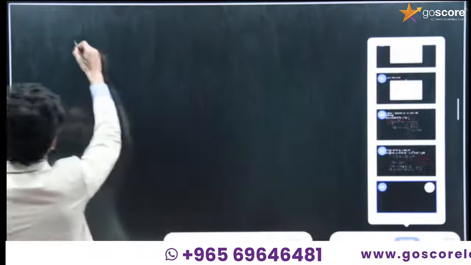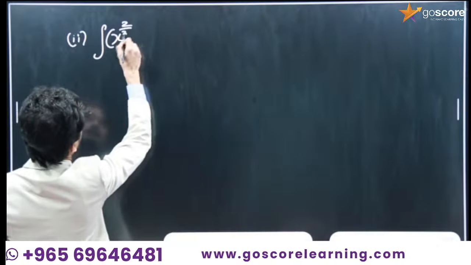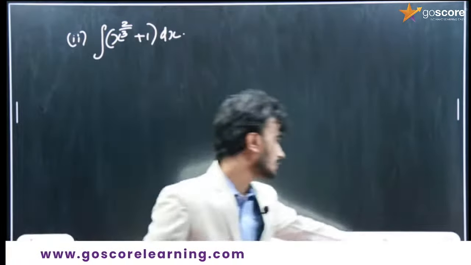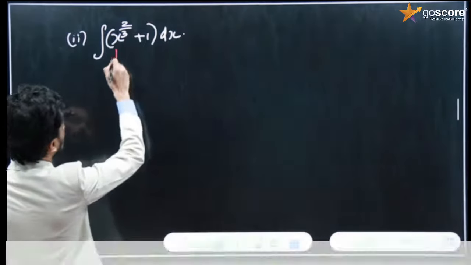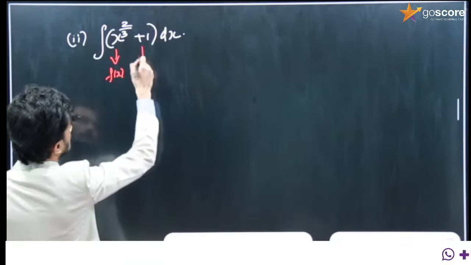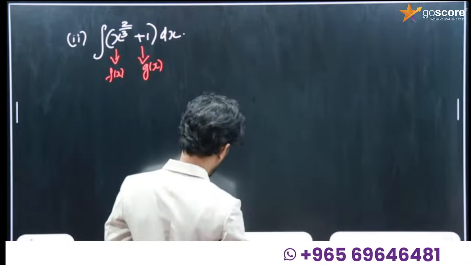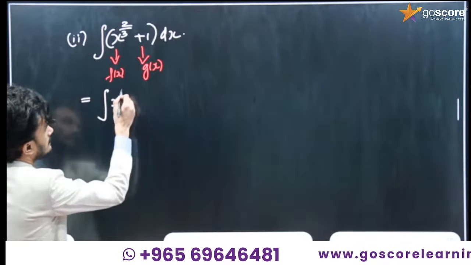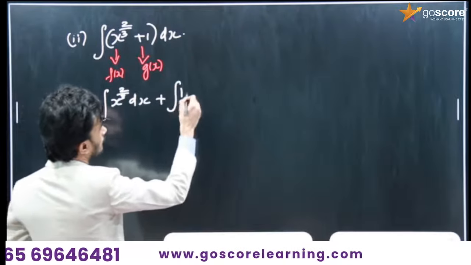Second question: integrate x raised to 2 by 3 plus 1 dx. Again the same property we can use. The first one is f of x and this one is g of x. So it is equal to again integrate x raised to 2 by 3 dx plus integral 1 dx.